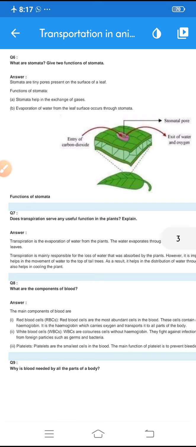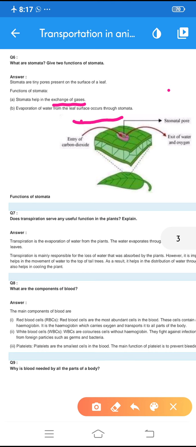The first function of stomata is to help in the exchange of gases. The next one is that evaporation of water from the leaf surface occurs through the stomata. You have to remember this: evaporation of water is nothing but transpiration. So transpiration and exchange of gases both take place with the help of stomata. You have to remember that, all of you.